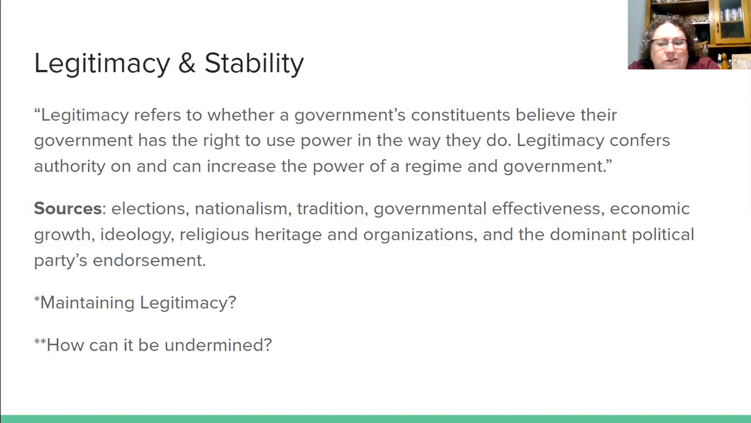Like, do we trust our government? If I live in Nigeria, do I trust my government? Probably not, right? Their government is very corrupt. That's a big problem.